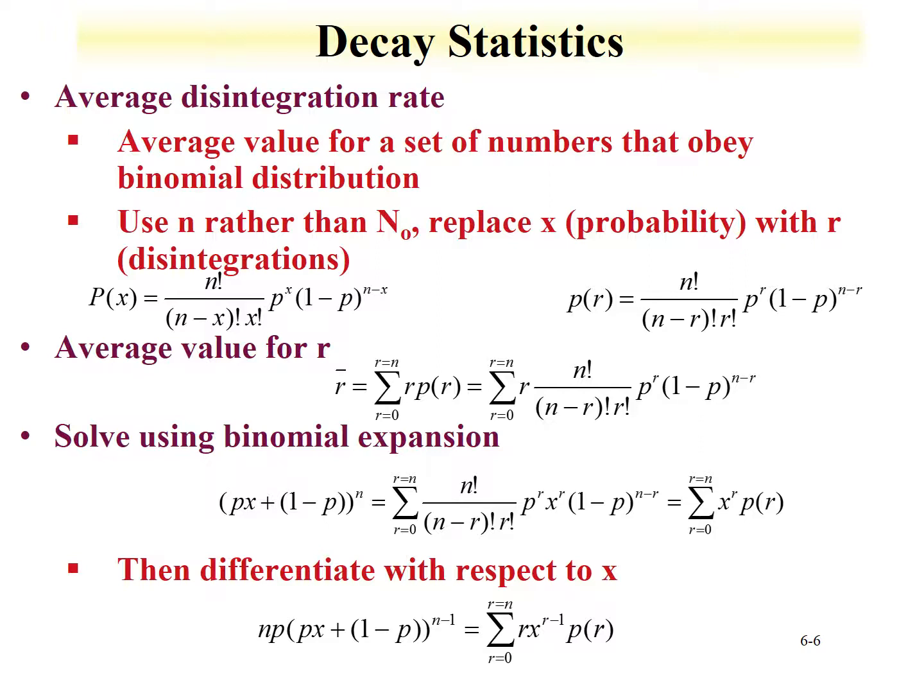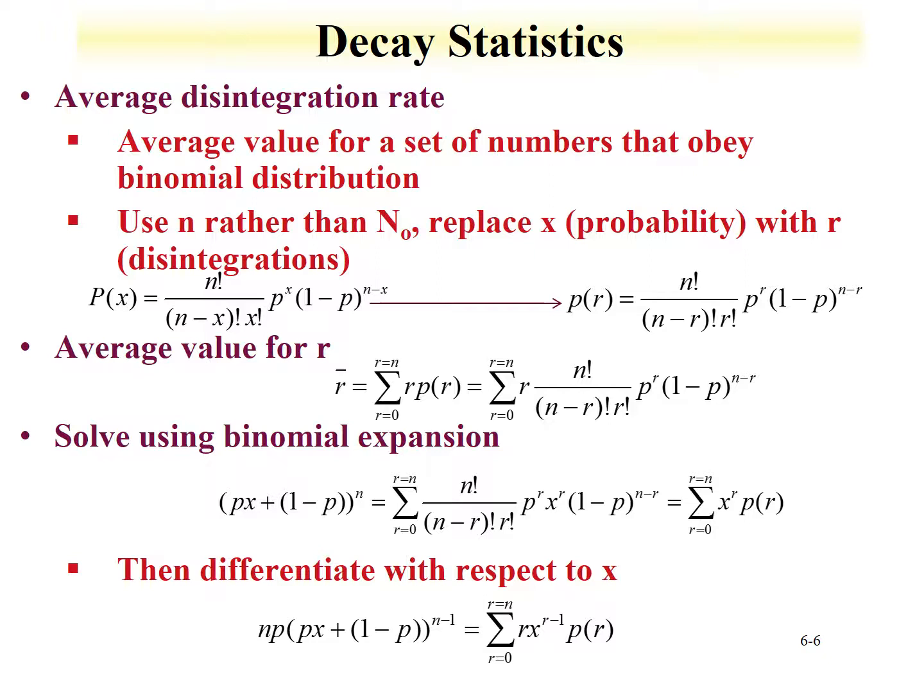Now we can also talk about what's the average disintegration rate. This is a little bit more important for understanding statistics. We can describe an average disintegration rate based upon an average value of a set of numbers that obey binomial distribution. Since radioactive decay can be modeled on binomial distribution, these equations work pretty well. So here we have some of the equations. We take this binomial distribution equation, and we're going to replace it with something related to disintegrations.